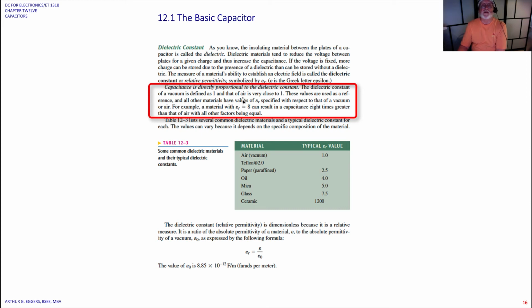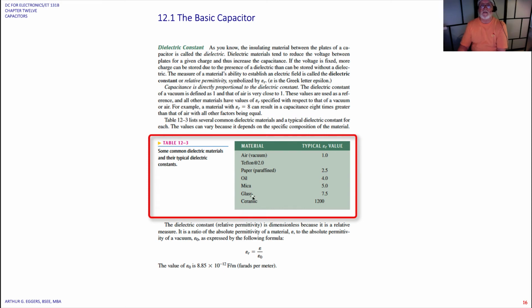So other materials have values of epsilon R and are specified with respect to that of a vacuum or air. For example, a material with a relative permittivity epsilon R equal to 8 can result in a capacitance 8 times greater than that of air, with all other factors being equal. And we can see in the diagram some examples of materials and their typical relative permittivity.